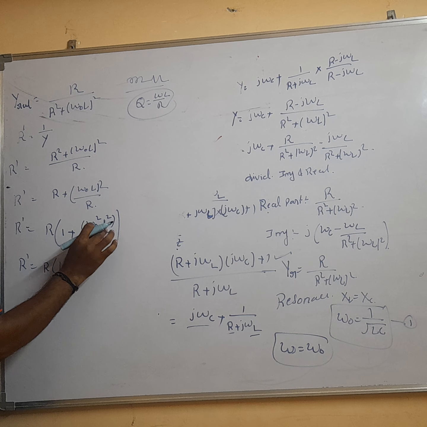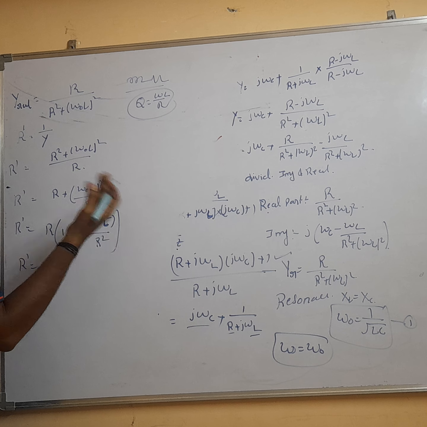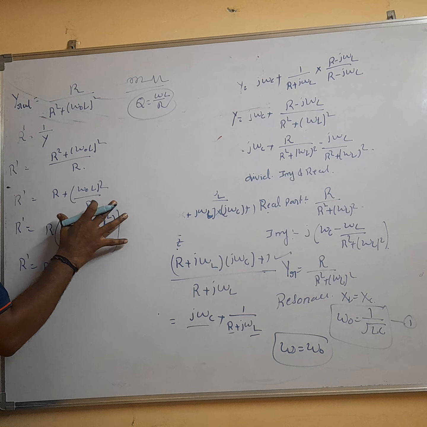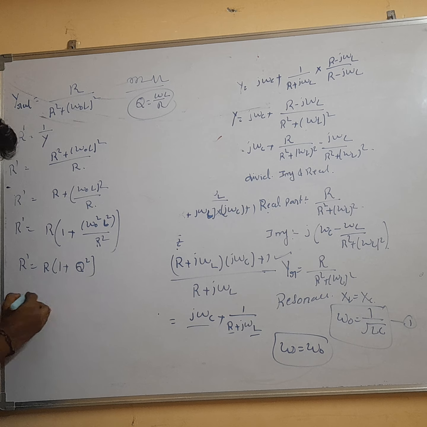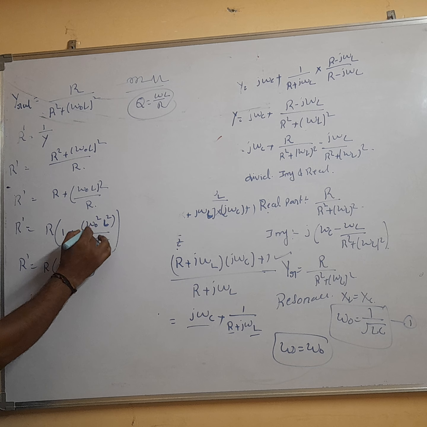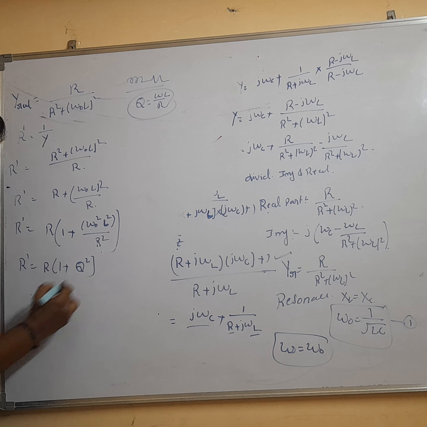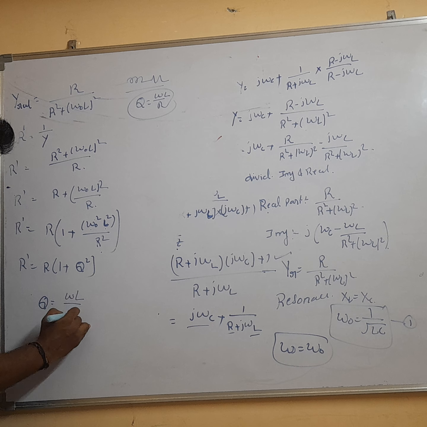The inductor L is a reactive component. So we take the quality factor Q square. What is Q square? Q square is equal to omega naught square L square by R square. So Q is equal to omega naught L by R. This is the quality factor formula.